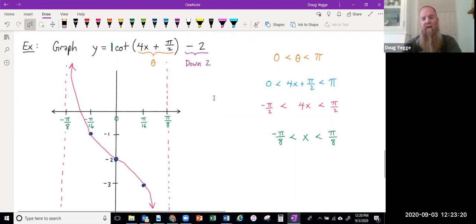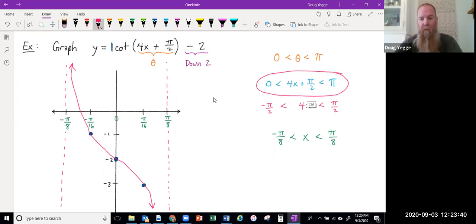Okay, so tangent and cotangent functions are going to be infinitely increasing or decreasing from -infinity to infinity, but only between asymptotes. So if we only wanted to graph one period, we simply need to find out what those asymptotes are by setting up a compound inequality in order to find out what x values to plot for my asymptotes.